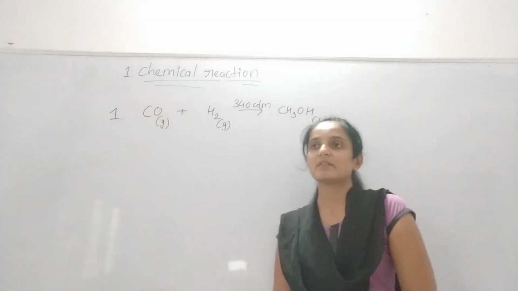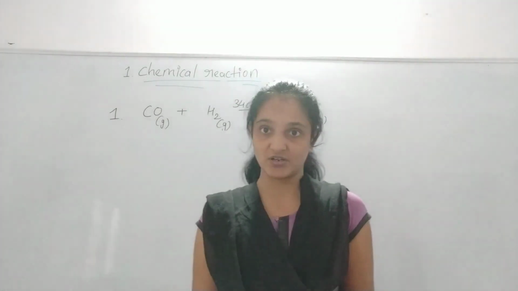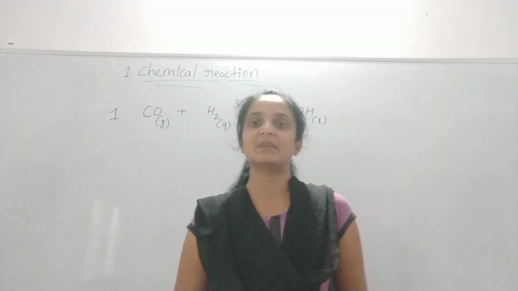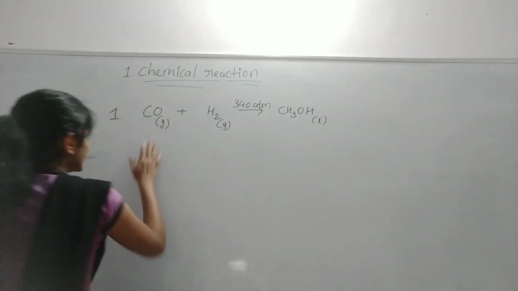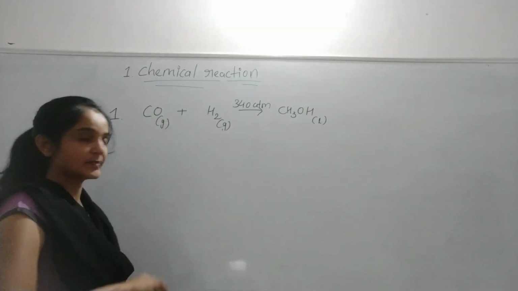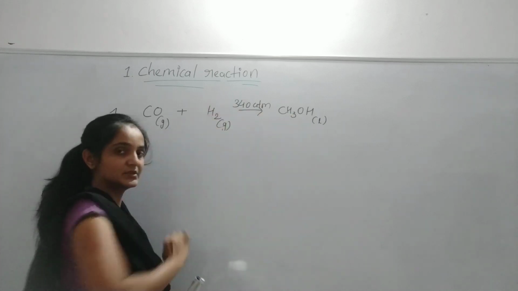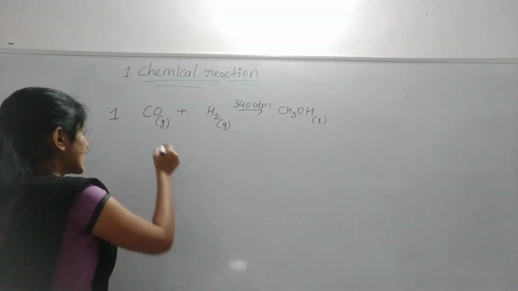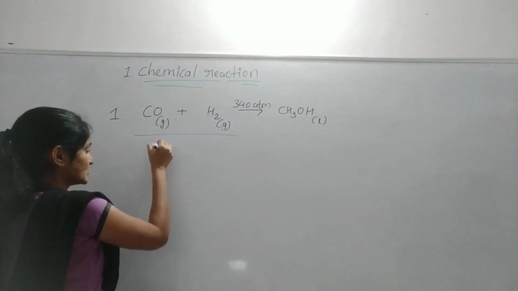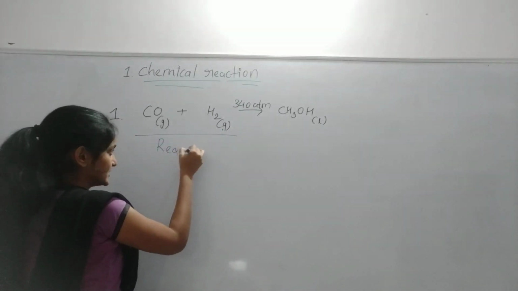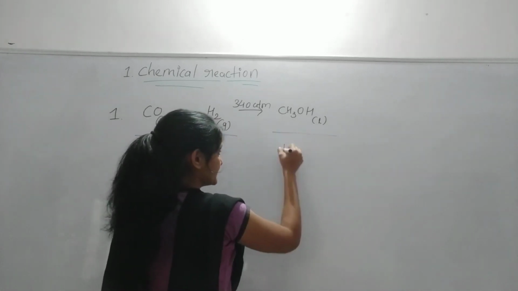Now, our next topic is what a balanced chemical reaction is and why a balanced chemical reaction is necessary. So let's see. Here we have an example in which carbon monoxide reacts with hydrogen producing methanol. So carbon monoxide and hydrogen, as we have seen in a previous video, are known as the reactants because they are on the left hand side of the arrow, and this will be our product.